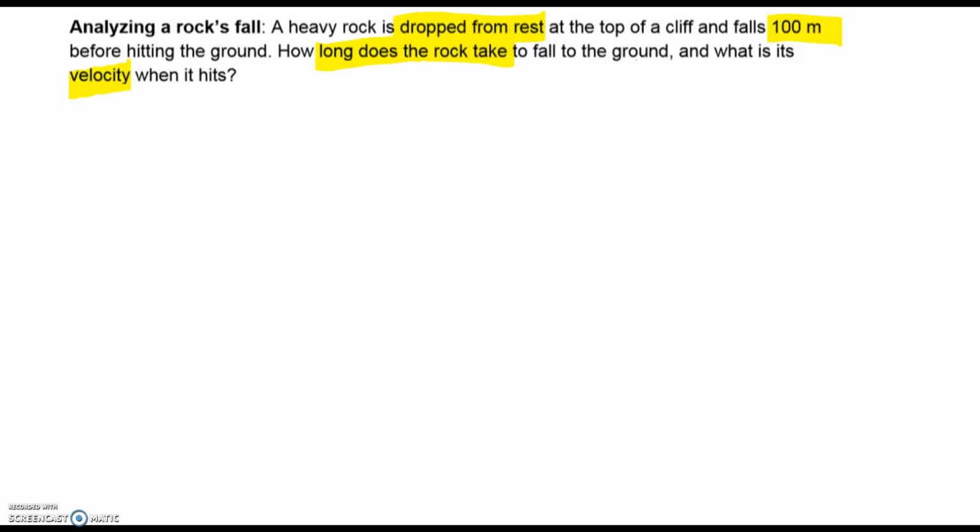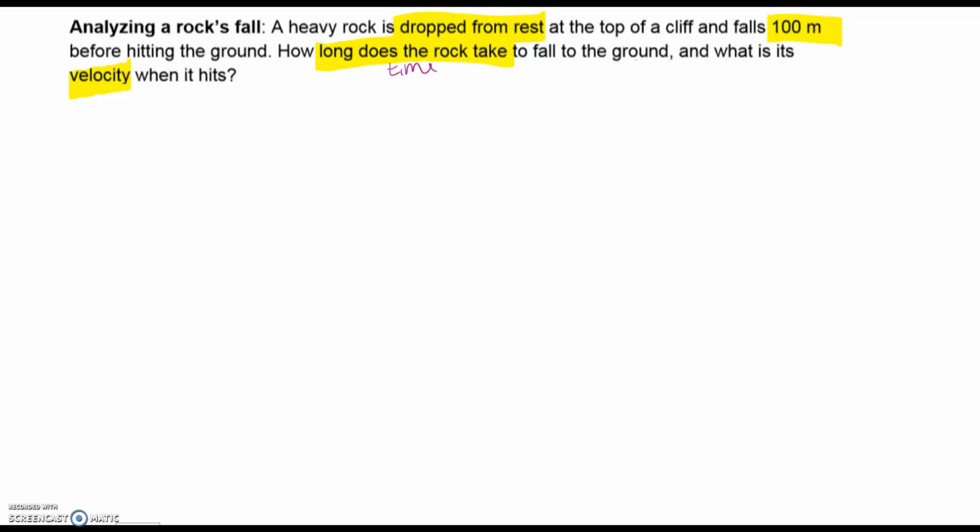All right. So, a couple things here in terms of what we're given and what we're trying to solve for. It looks like, how long does the rock take to fall? It wants us to solve for time, for it to take to fall, and its velocity when it hits.